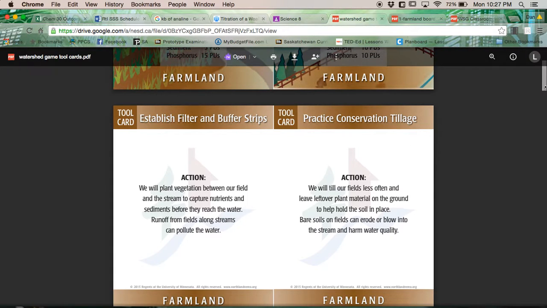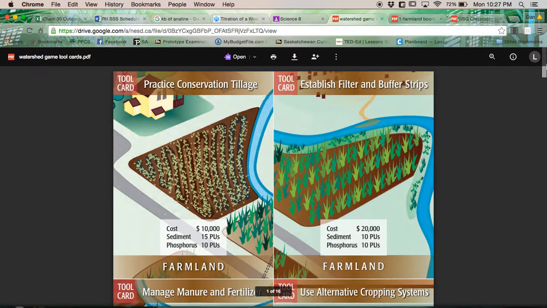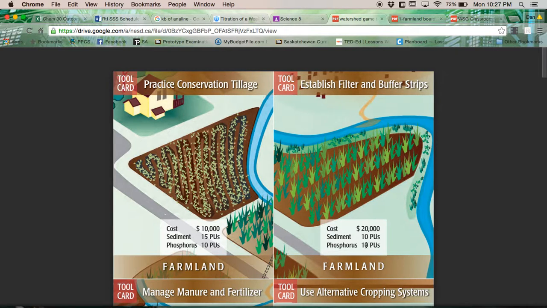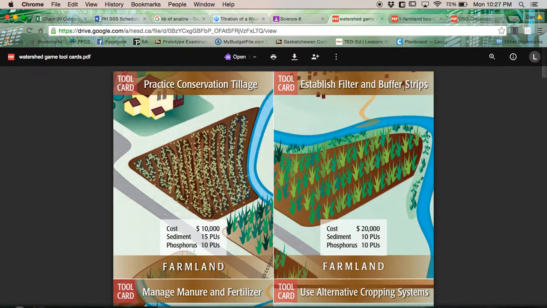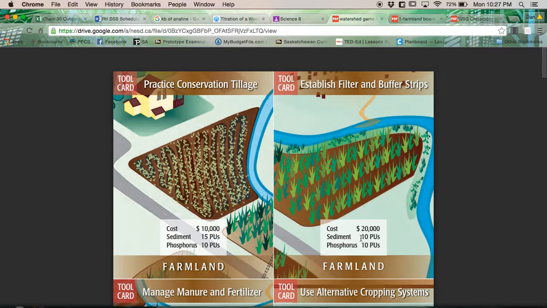From there, you're going to choose 3 of these cards from your land use that would provide the greatest reduction in your type of pollution. So if you look here, say I was doing sediment and I chose establish filter and buffer strips. If I chose this card, it would reduce my pollution, or my PUs, by 10. So I start at 50 PUs as it says on your handout, and this one, if I chose it, would reduce it by 10 units.